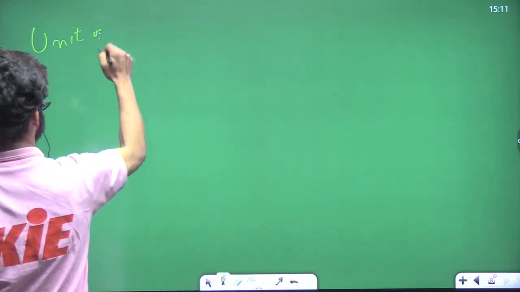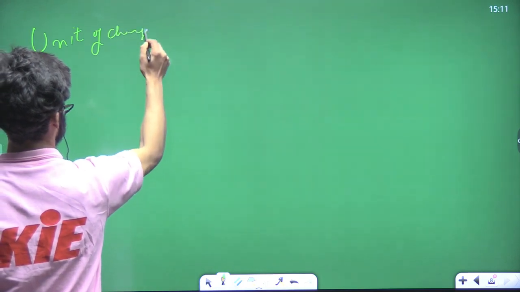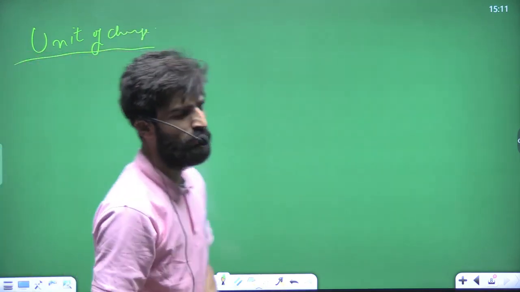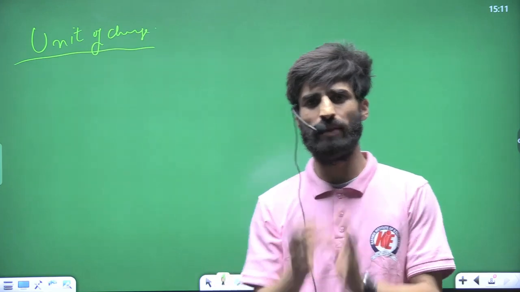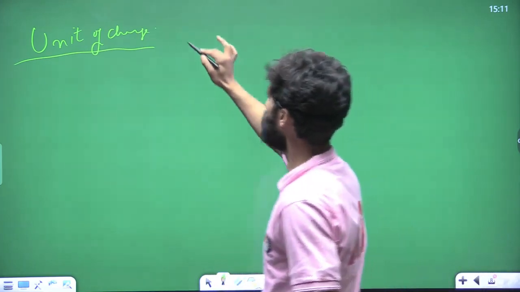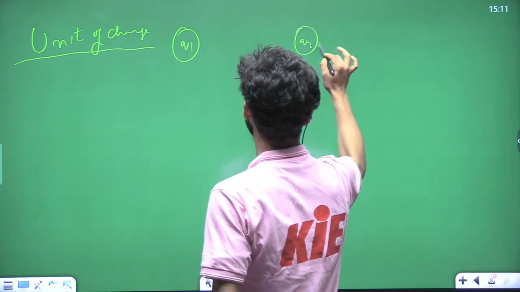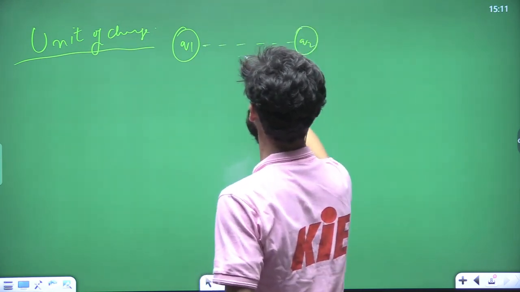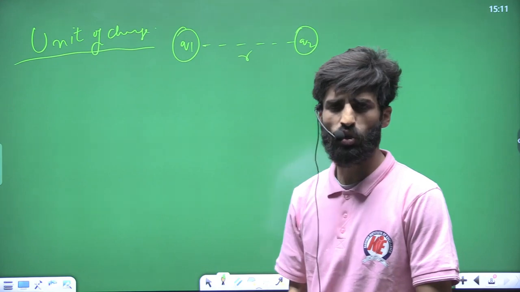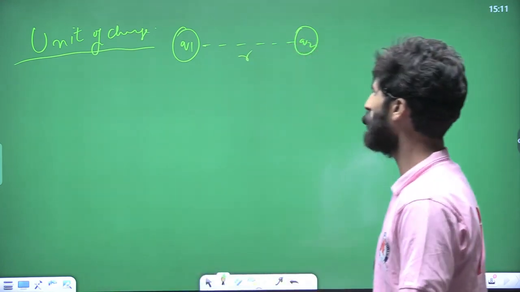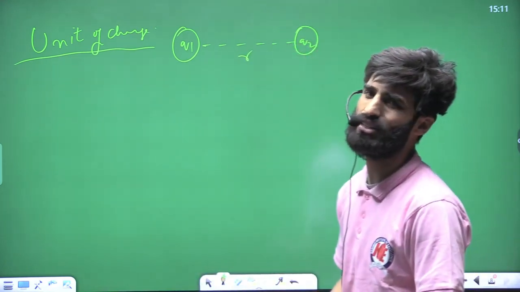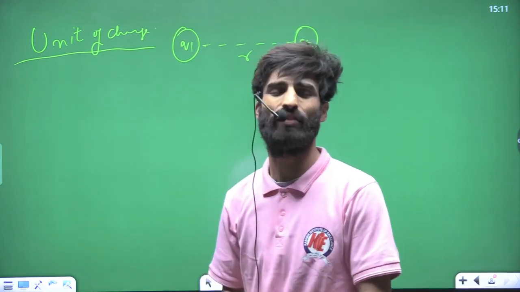Now, we are going to discuss the unit of charge. Before that, see my dear, what I am going to have. I am going to take two point charges, one is Q1 and the second is Q2, and these are separated by a distance of R.